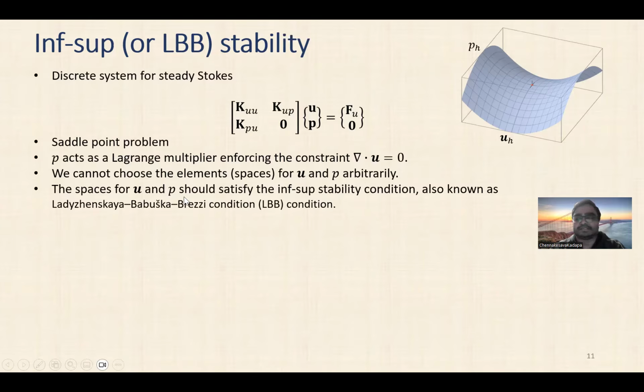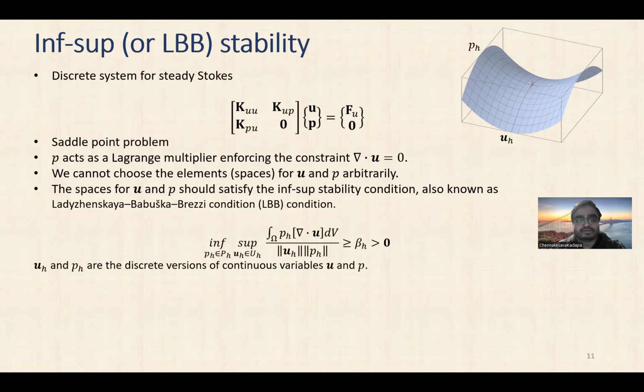So these spaces for U and P should satisfy this inf-sup stability condition. It is also known as the Ladyzhenskaya-Babuska-Brezzi condition, LBB condition in short. What does this mean? What is the bottom line? Before we go there, this is the inf-sup stability condition: infimum in P, supremum in U. This is the expression.